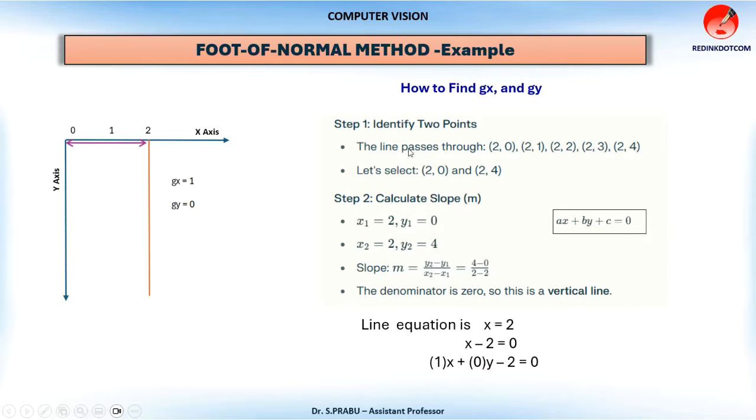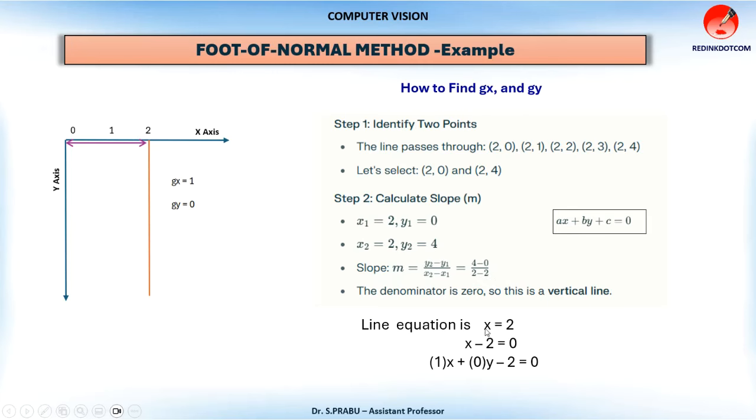So for this image, the edge coordinates are listed here. It starts from 2, 0 and ends at 2, 4. First, find the slope using this formula. This value gives 0 in the denominator. That means it is infinite. So we can conclude this is a vertical line.